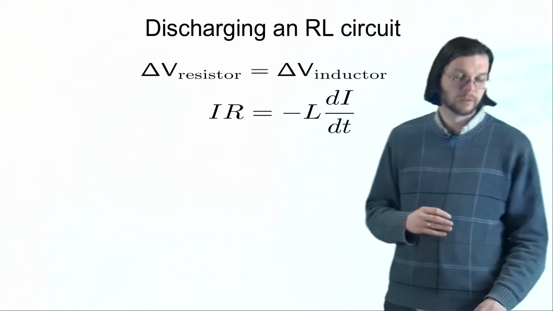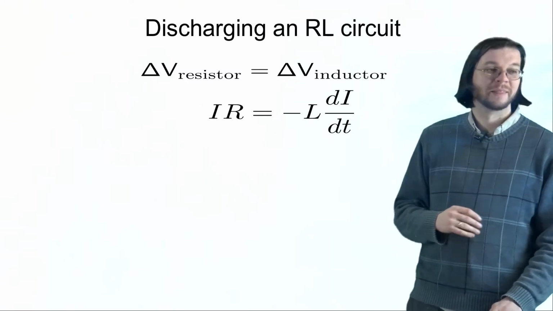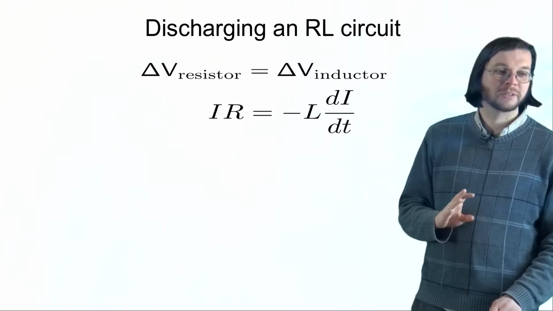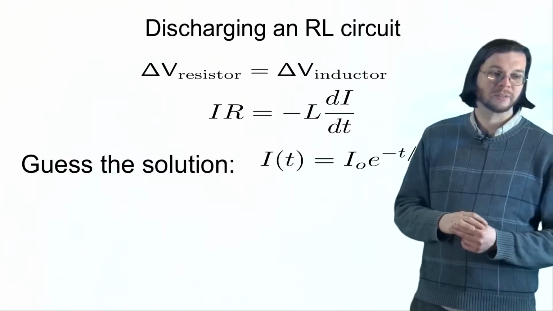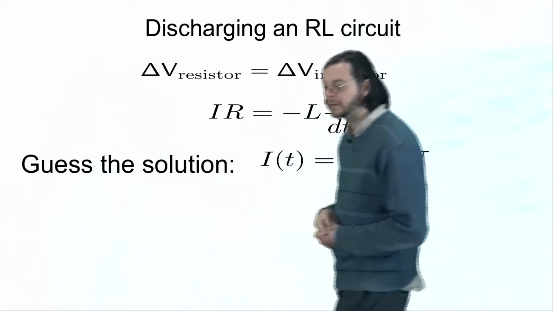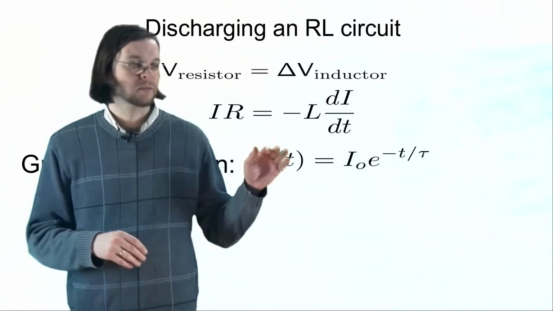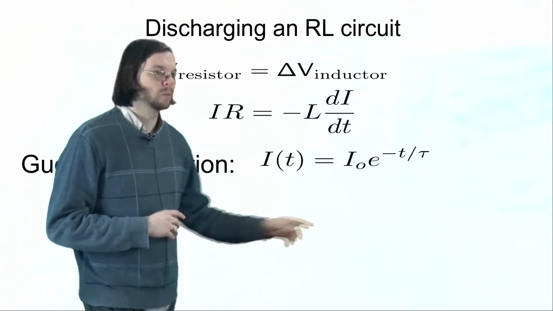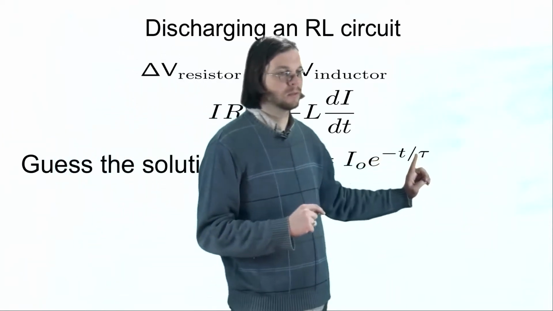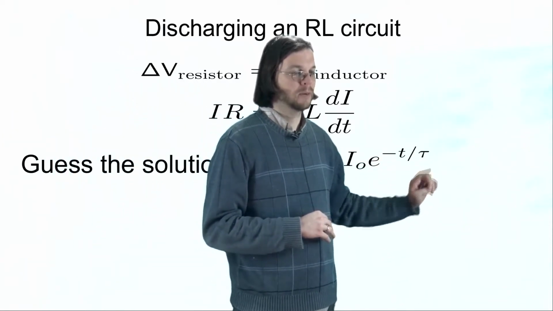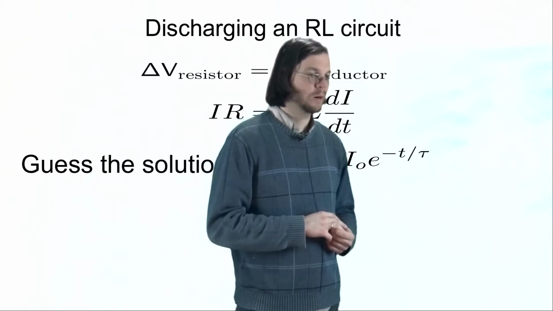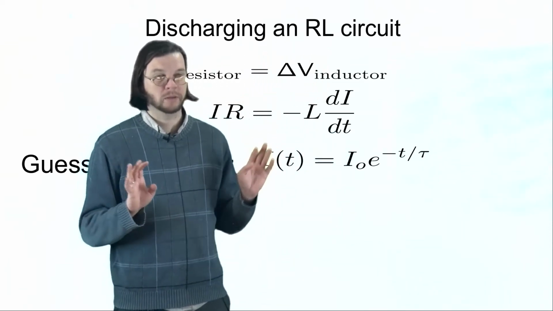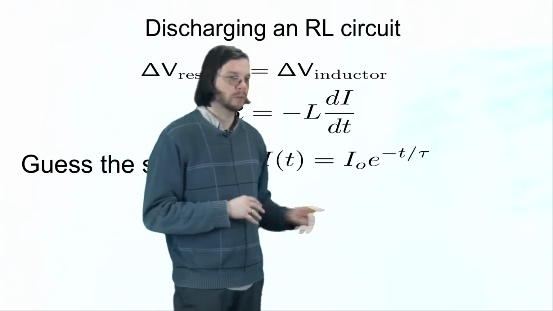I would say the easiest way is to guess the solution, which sounds like a jerk thing to say. But it's always good to guess an exponential function in these things. So I'm going to go ahead and guess that the current is going to be decreasing like this. And what I really want to do is find this constant, this tau. It was called the time constant. I really want to figure out what that is in terms of R and L, or whatever else.